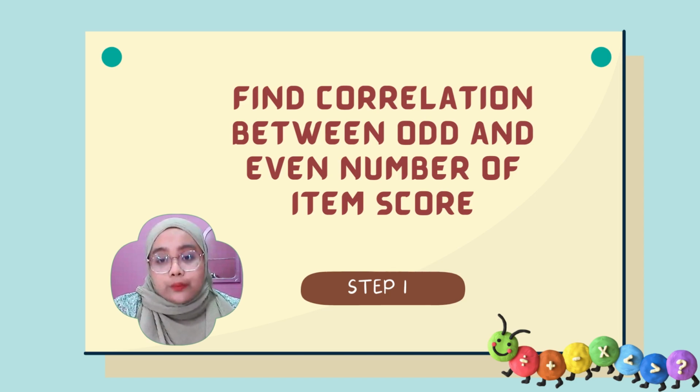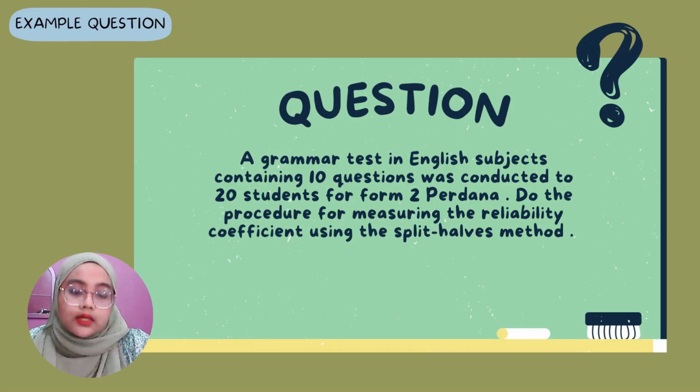We get into the topic of how to find correlation between odd and even number of items scored. Example of question: a grammar test in English subject containing 10 questions was conducted to 20 students of Form 2 Perdana. Do the procedure for measuring the reliability coefficient using the split-halves method.